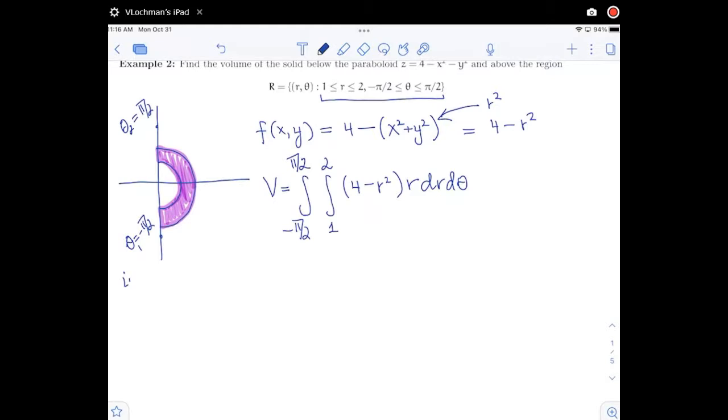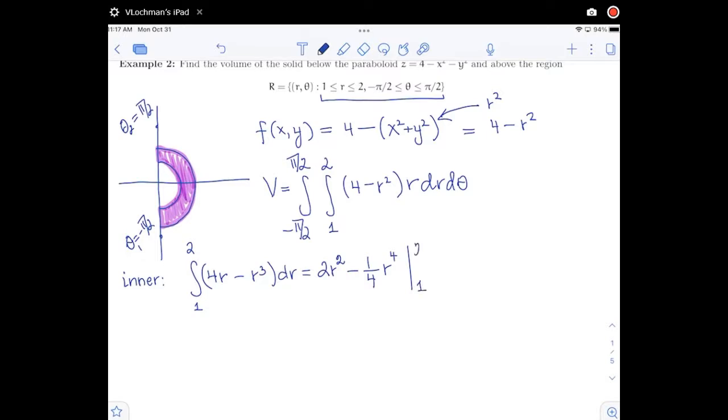I'm going to do the inner integral first, going from 1 to 2. If I multiply this through, we get 4r minus r cubed dr. It's a simple polynomial, so we can do this. This would give us, let's see, 2r squared minus 1/4 r to the 4th.